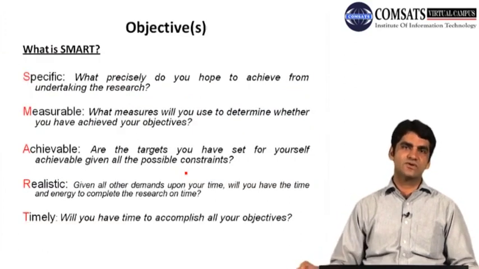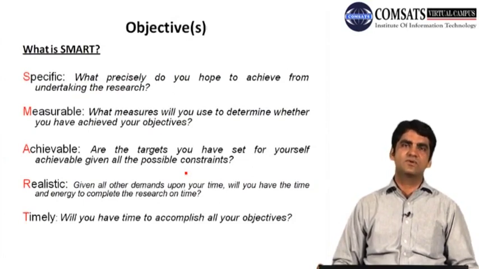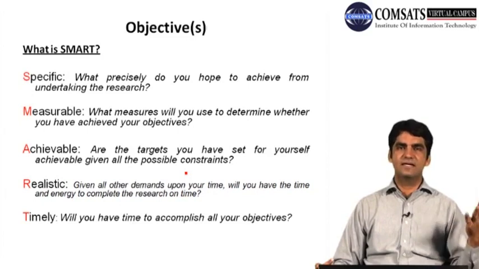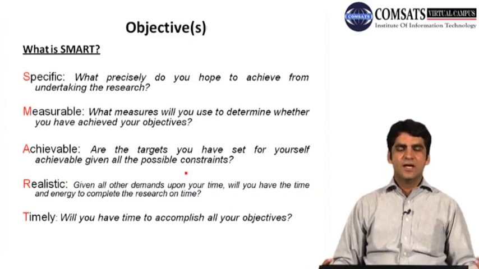Then we have also talked about, once we are done with the research topic, objectives, and within objectives we also talked about how objectives must fulfill the criteria of being SMART. SMART means specific, measurable, achievable, realistic, timely. Five things must be covered within your research objectives.